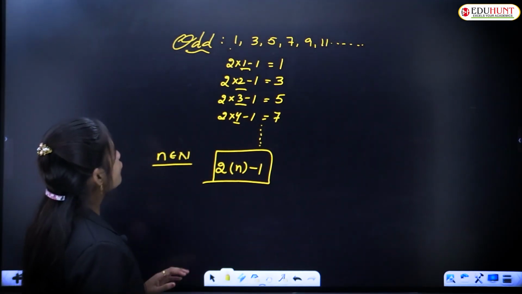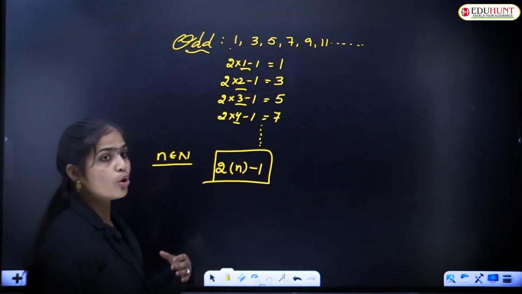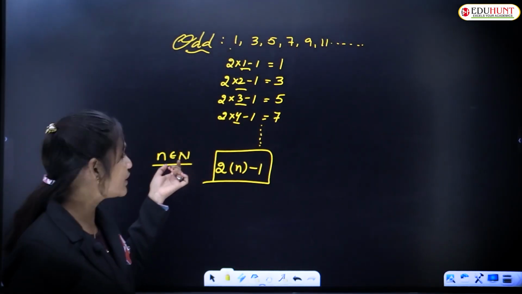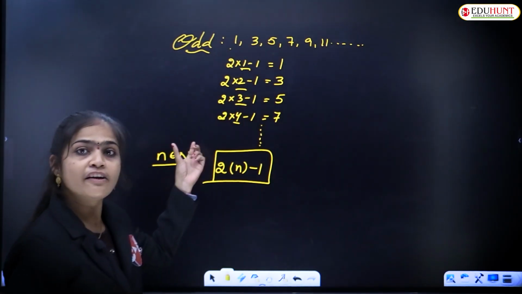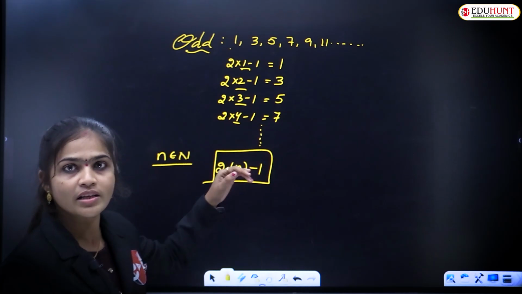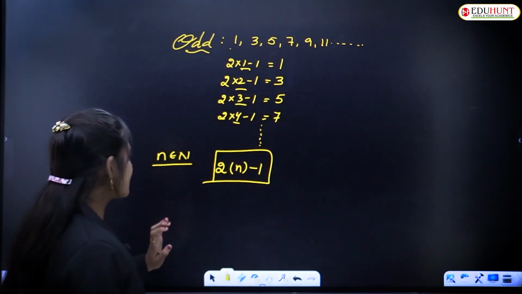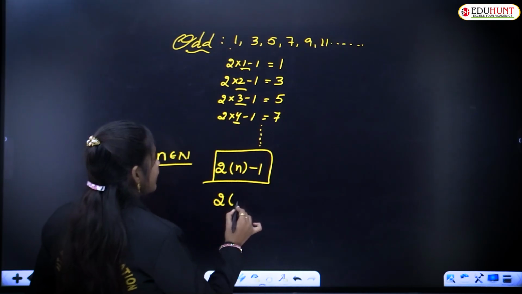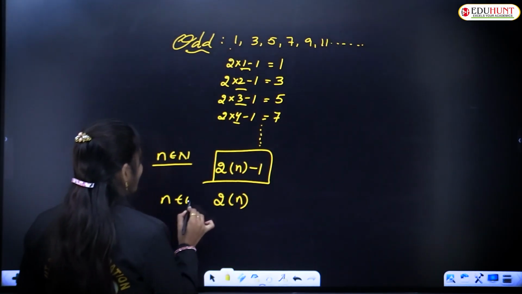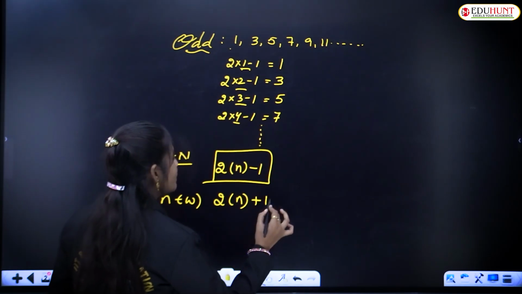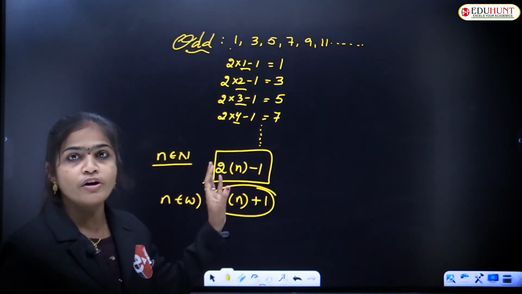Yes. So for example, here we are discussing natural numbers, that's why I told you n belongs to N. If it is a whole number, then what other general form will we get? Here I will tell you just as an example. See here, if n belongs to whole numbers, then 2n plus 1 is the general form of odd numbers.